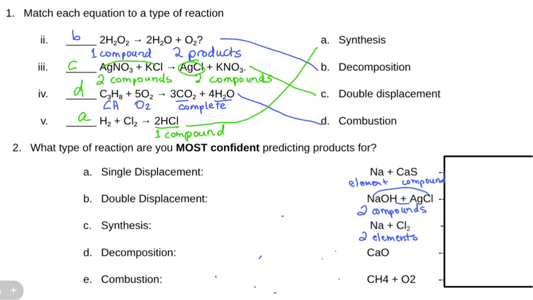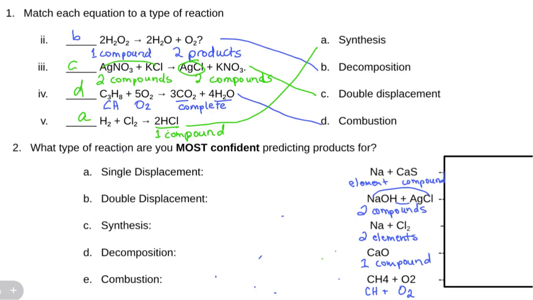It can't be single because there isn't something to be kicked out in the other reactant. Then if we see only one compound in the reactants, that's always going to be decomposition. It's just going to split up into its elements. And if I see a CH plus O2, it's always going to be a type of combustion reaction.